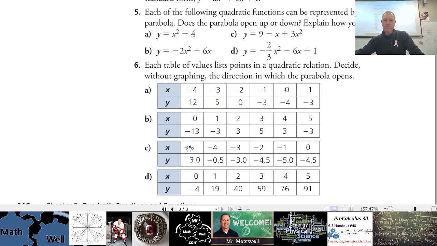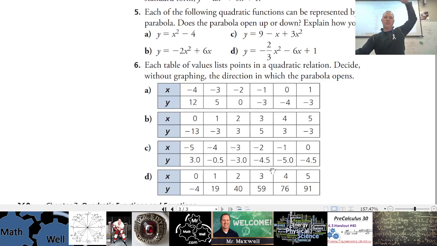Now careful, x is increasing to 0. So as we go from left to right, the values are positive, negative, negative, negative, negative, and then back up some more. So -4.5, -5, -4.5. So that goes down, and then starts to bend back up, so that's opening upward. This one, -4, 19, 40, 59, 76, 91.